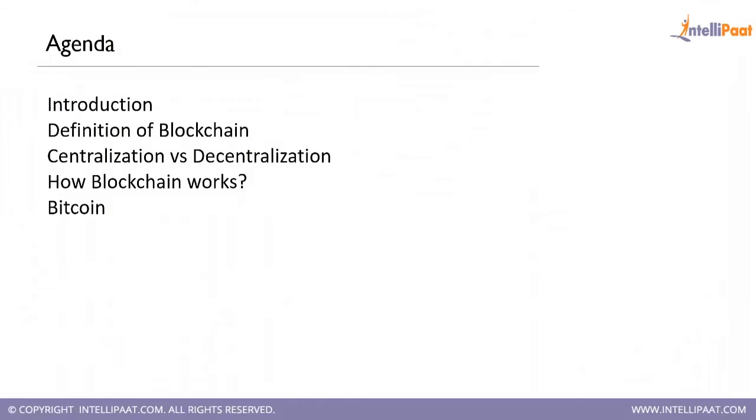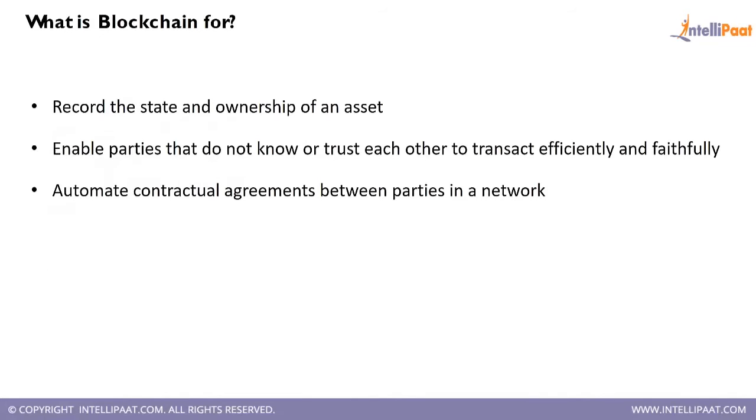So what we had said, what is blockchain for? We say blockchain is to record the state and ownership of an asset. What is an asset? An asset is anything, any commodity which has a value, which you can transact over a network. An asset could be a tangible or an intangible asset. What is tangible, what is intangible, we'll see in a future slide.